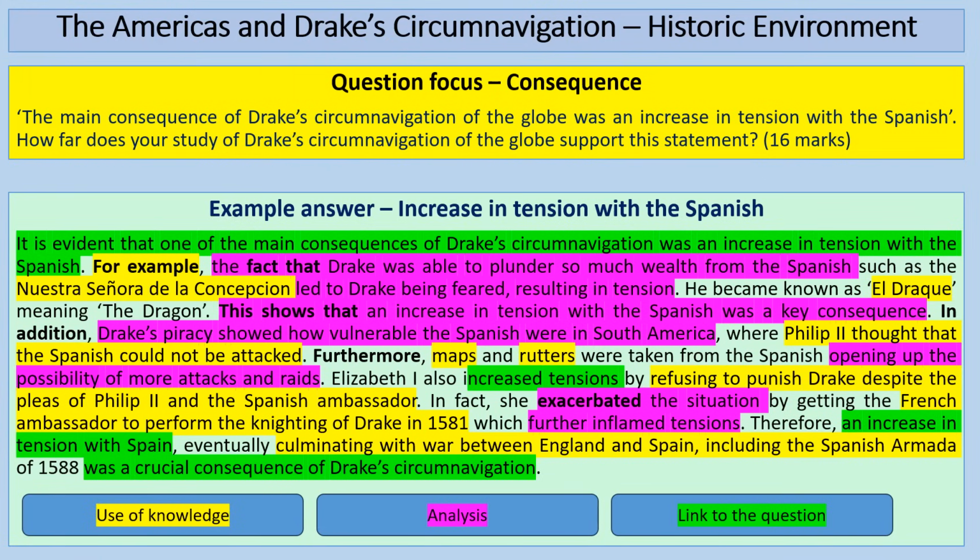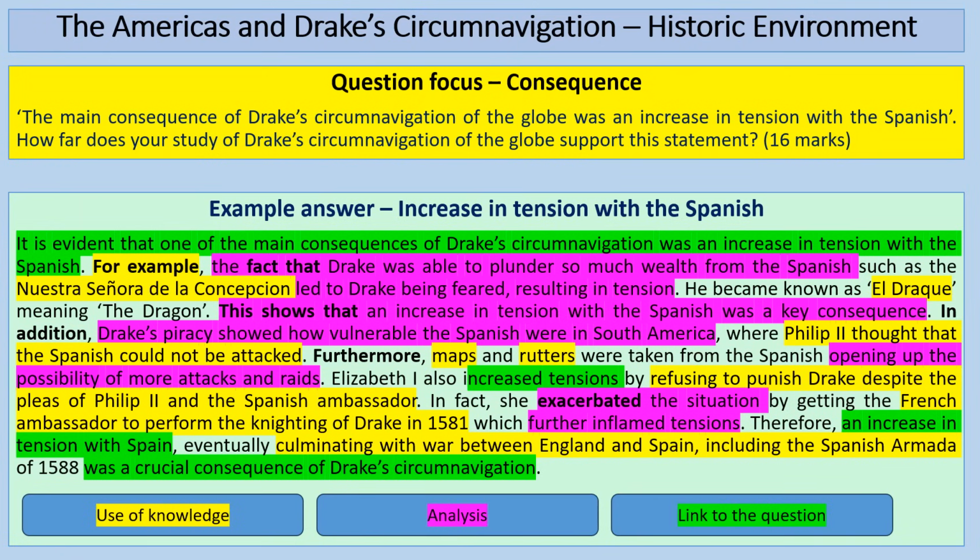So, for example, knowing a keyword like rutters, knowing the French ambassador performed the knighting of Drake, knowing the name of the Spanish ship Nuestra Señora de la Concepción, knowing that Drake was known as El Drake. These are all examples of really specific knowledge. Analysis, you want to think about key phrases that you can use. I always think a really good one is the fact that, because it helps you to analyze a piece of evidence. A phrase like this shows that, this meant that, this led to, and then using phrases to build your argument, like in addition, for example, furthermore. These are really, really good.